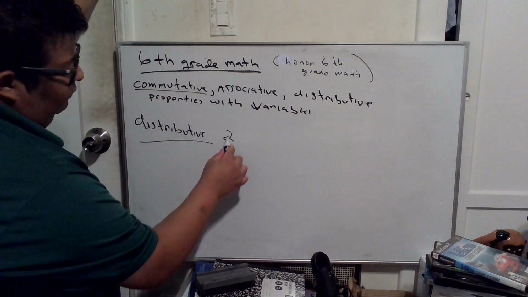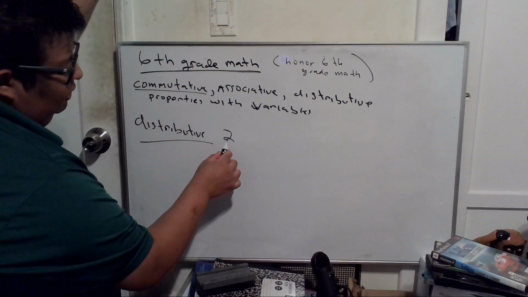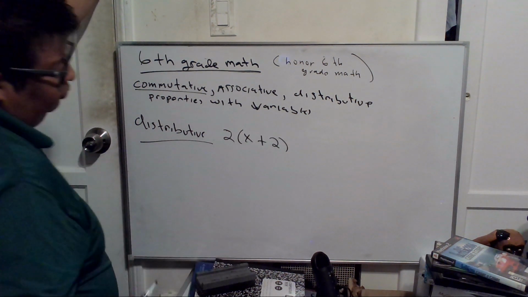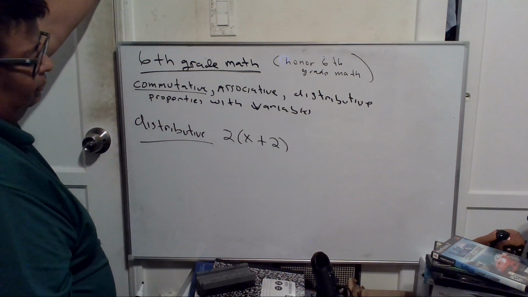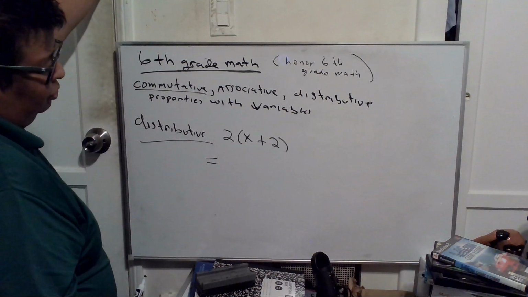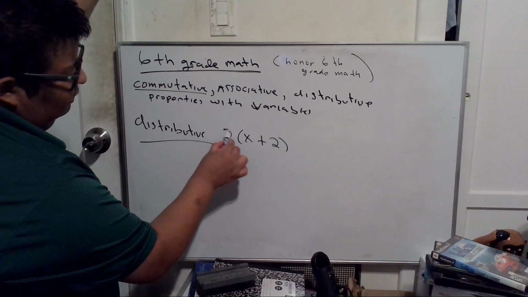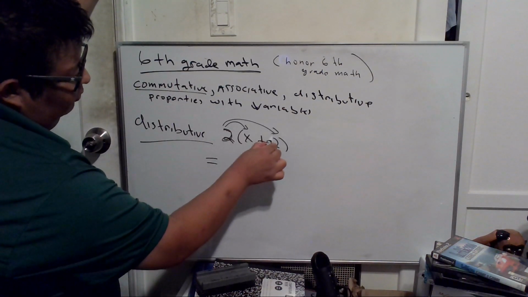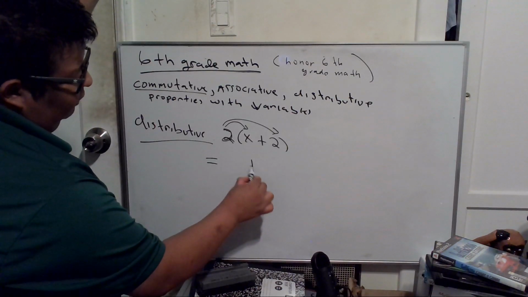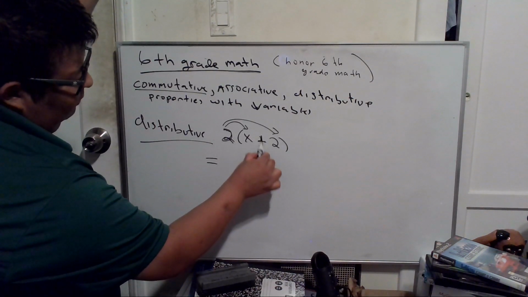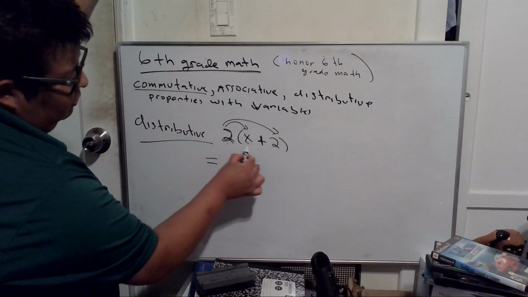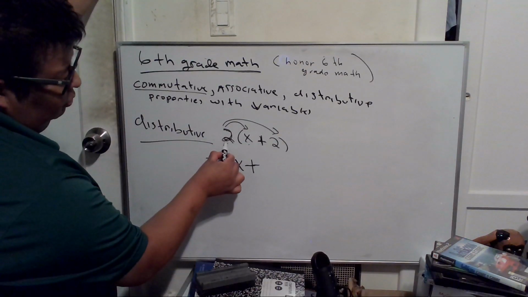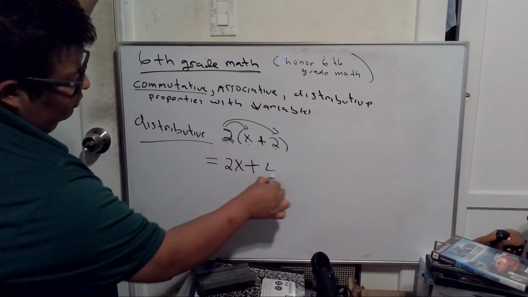Let's say you have a whole number like 2, and then you're multiplying times x plus 2. How would you use distributive property? The way you use distributive property is that you multiply whatever is at the front times each term. And don't forget the operator in the middle, the one that is here, the summation. So 2 times x becomes 2x, and then 2 times 2 becomes 4.